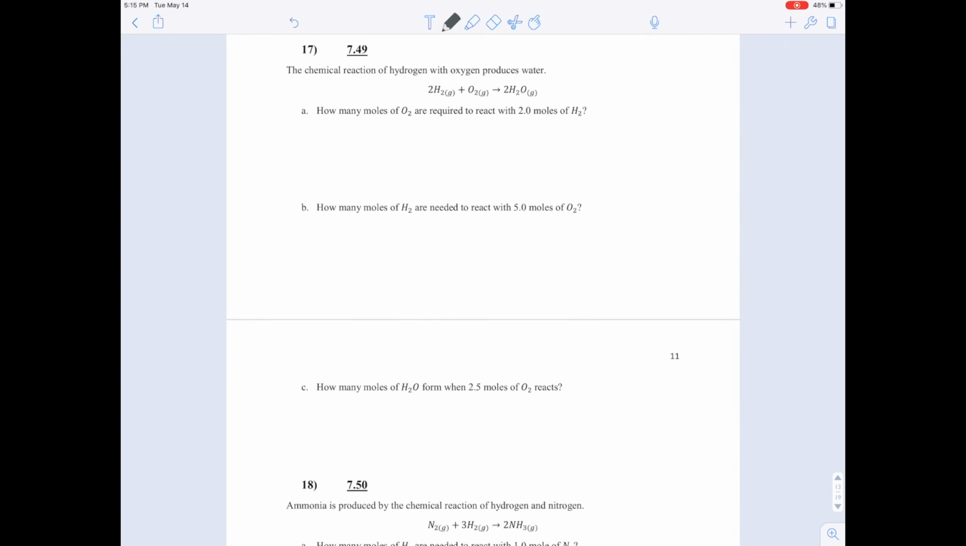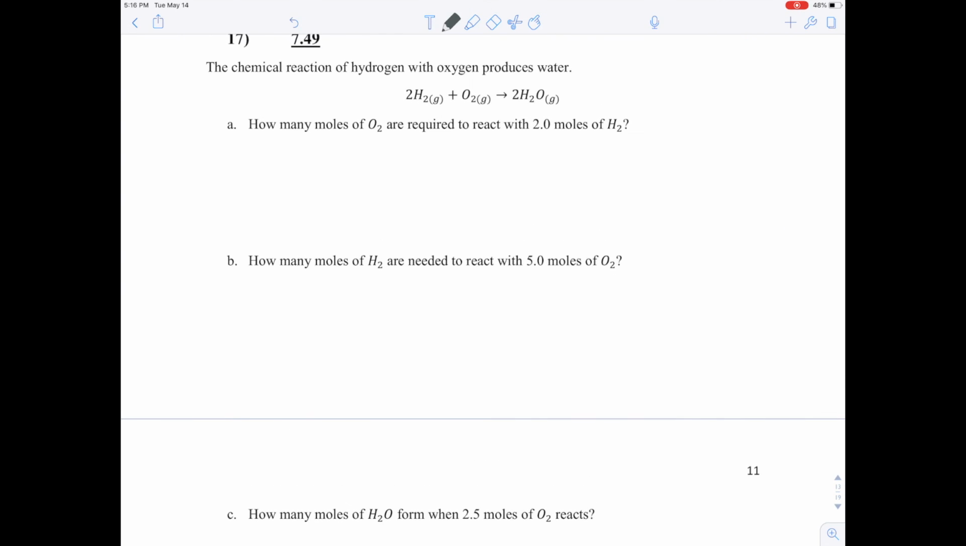In Chapter 7, questions 17 and 18, they're asking you to convert moles of one thing to moles of another. And the trick is that you can use the coefficients in the balanced equation. And remember, those coefficients are the numbers in front of the compounds. You can use those coefficients to create conversion factors between moles of those two different things. So let's see how that's done.